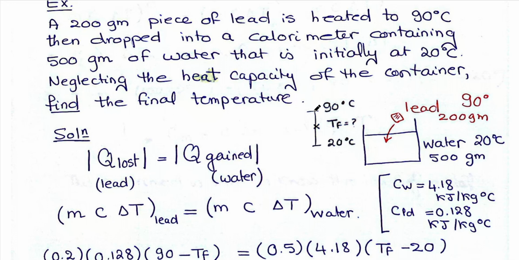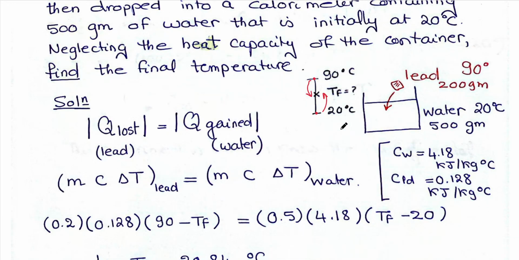You have lead at 90 and water at 20. To find the T final, it will be between 90 and 20. So the lead will lose heat energy, and the water will gain heat energy till they have the same T final. According to the equation, Q lost by the hot body, which is lead, equals Q gained by the cold body, which is water. It is given in this problem the specific heat of water and the specific heat of lead.